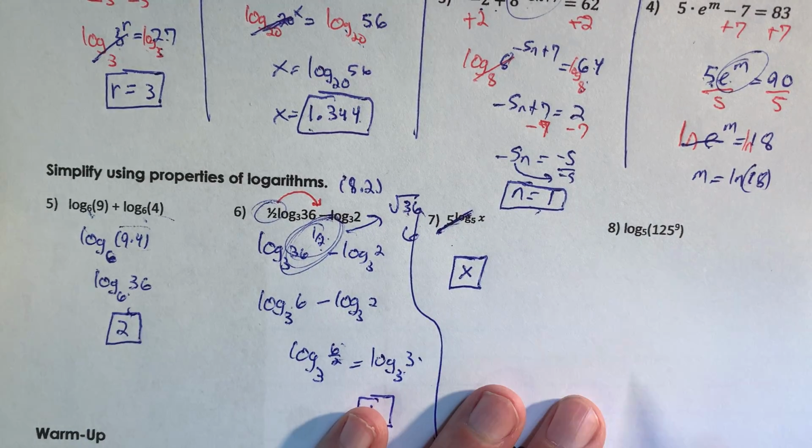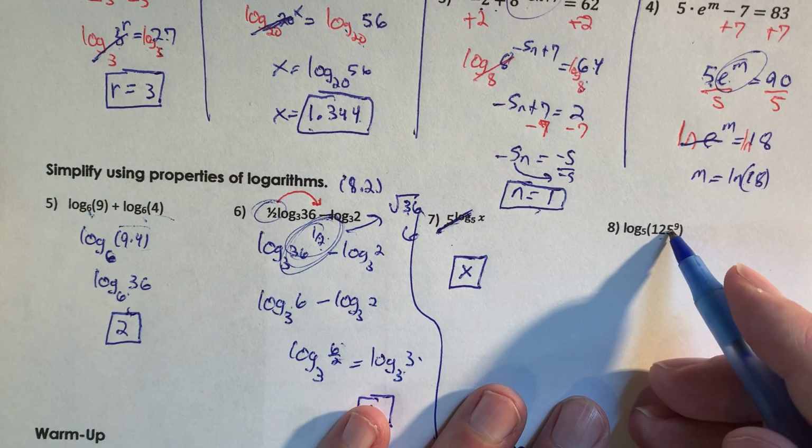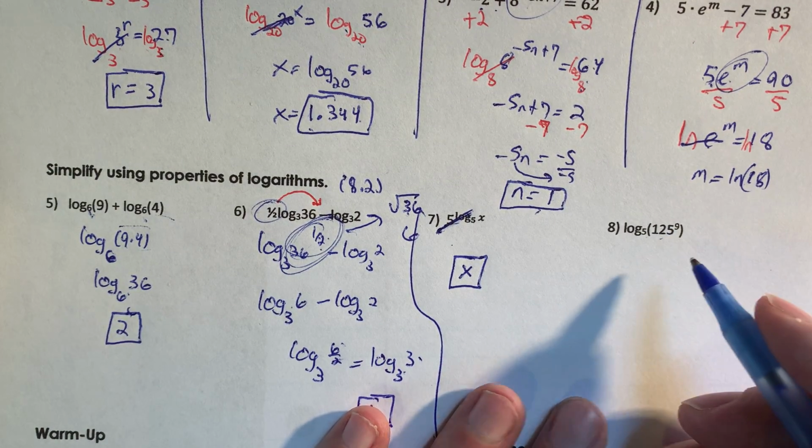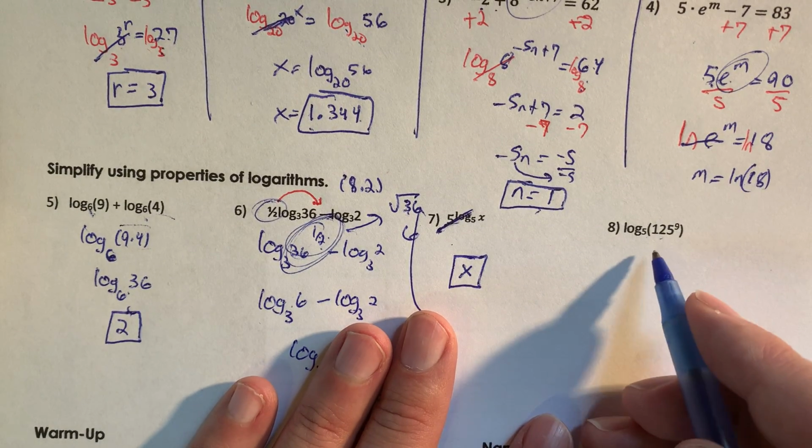Last one, using properties of logs. We want to do this. 125 to the 9th power is crazy. And then you're supposed to say 5 to what power gets you that? Well, that's really hard. But go ahead and evaluate this using properties of logs and it'll go well.